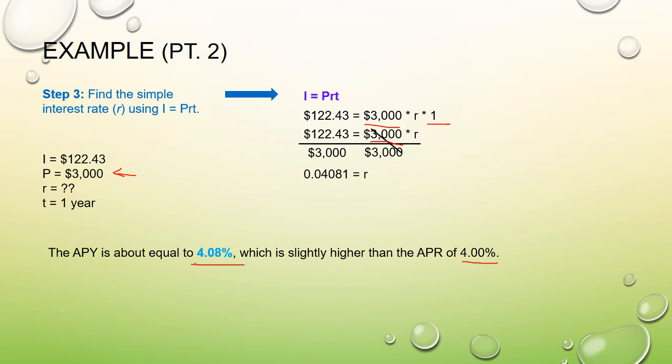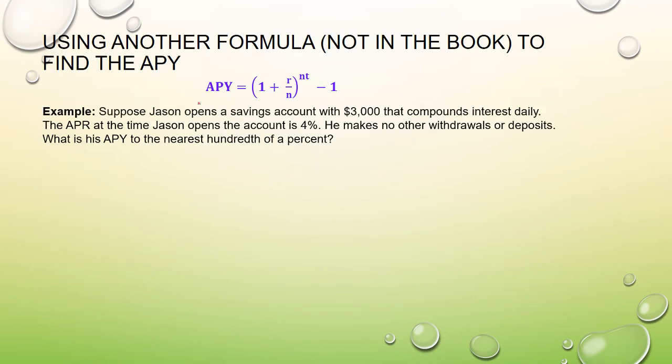So the APY was 4.08%. So remember that. We're going to use the exact same formula and hope that we get the same answer. Alright, so again, same example, $4,000, 4% APR. We're looking for APY to the nearest hundredth. So let's plug it into the formula that I gave you.